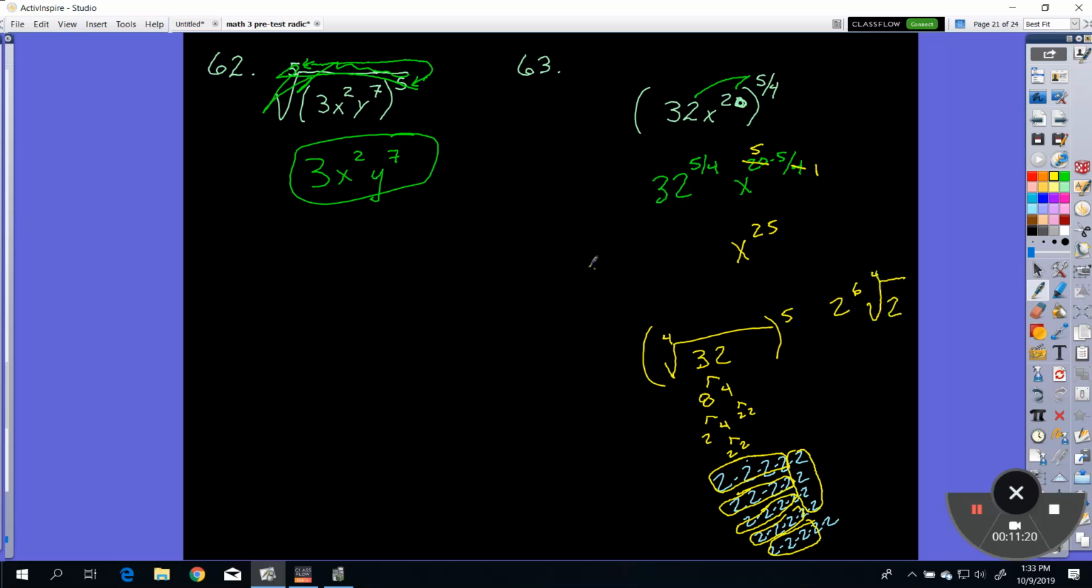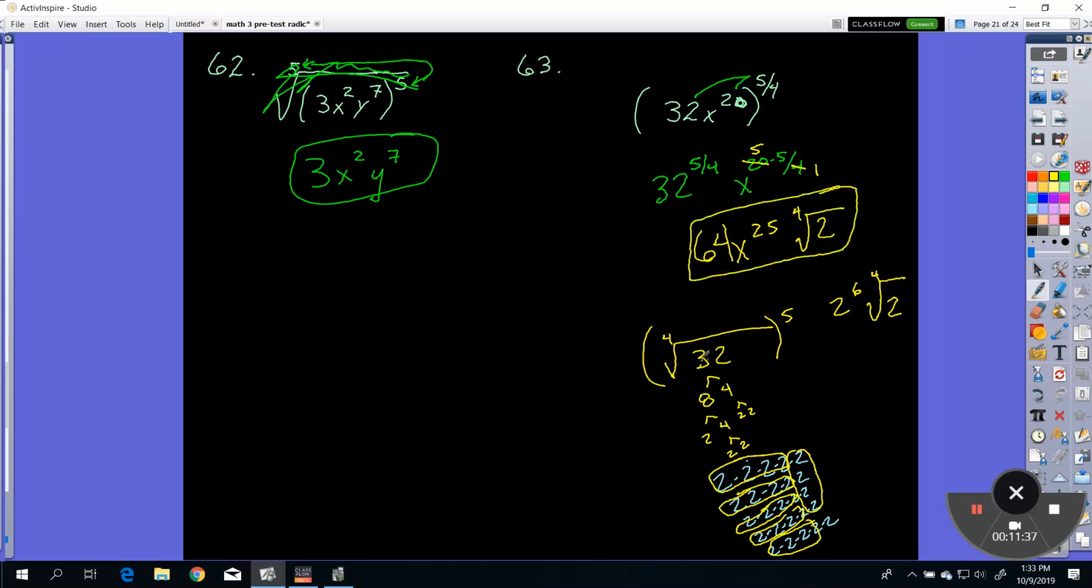So 2 to the 6th is 2 times 2, which is 4, times 2 more is 8, times 2 more is 16, times 2 more is 32, times 2 more is 64. So that's 64, x to the 25th times the fourth root of 2.